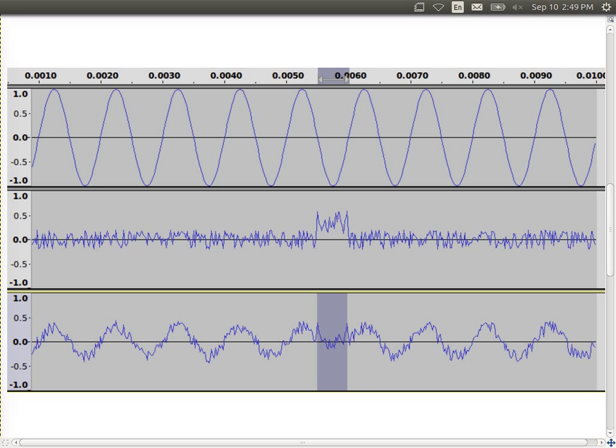I'll find that picture so we can draw on it. Same one. What do we notice?